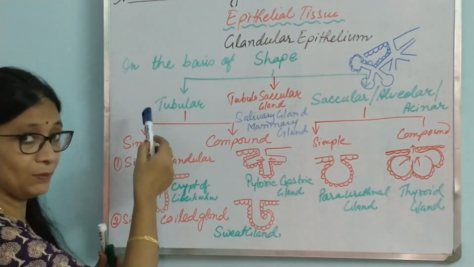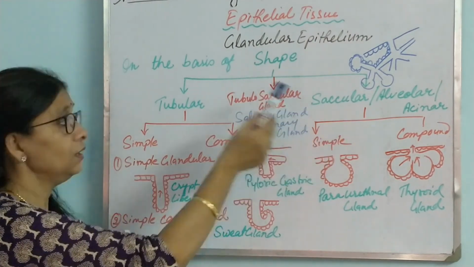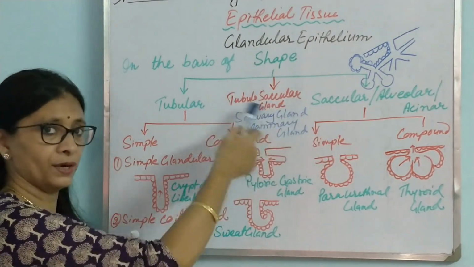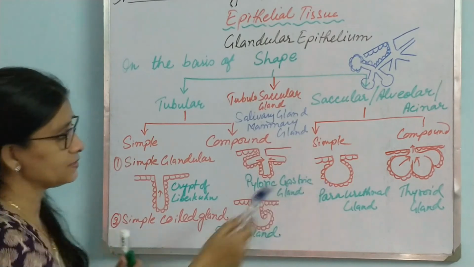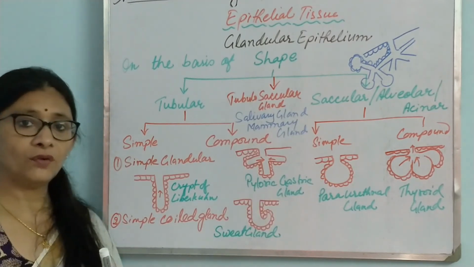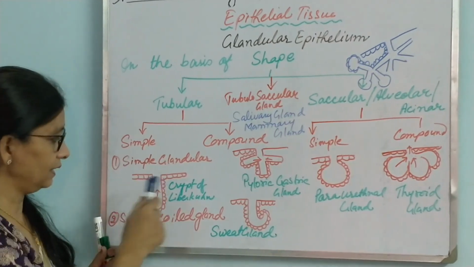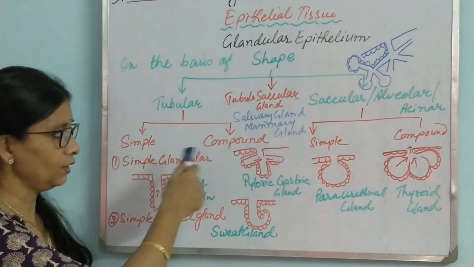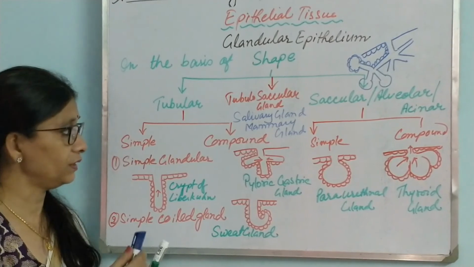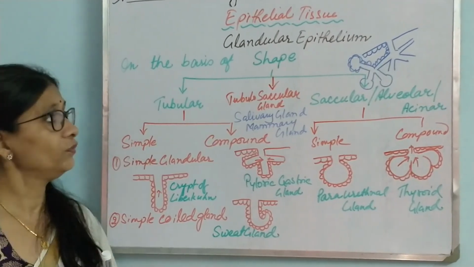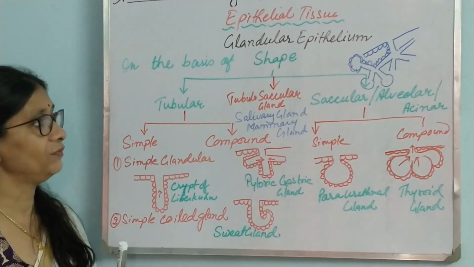So they may be tubular, they may be saccular, or they may be a combination of tubular and saccular. And the examples have been discussed already. So I hope this is understood. And please remember the examples and the names of the different types of glands. So with this we come to the end of this classification.